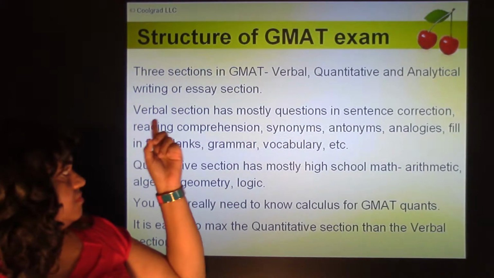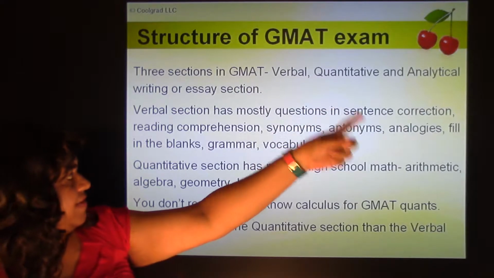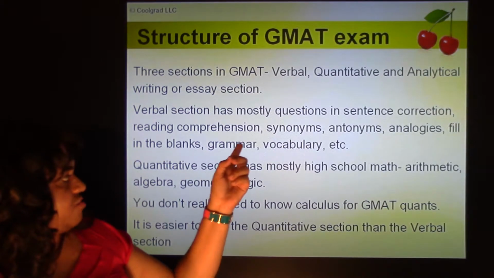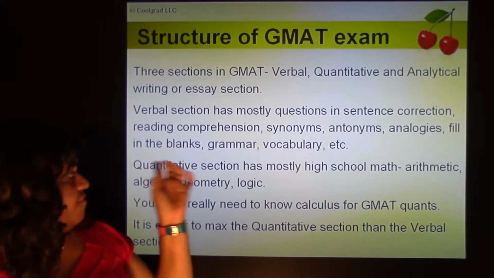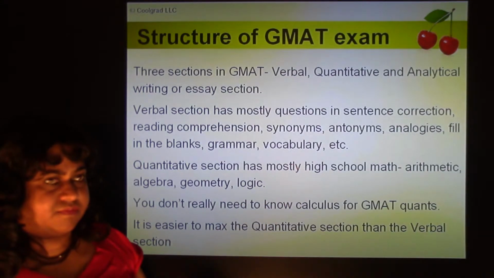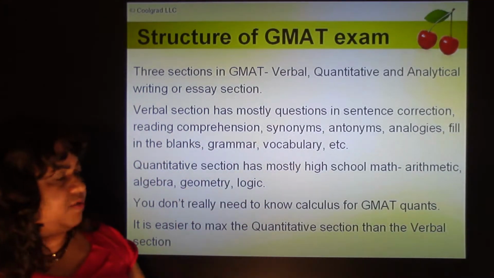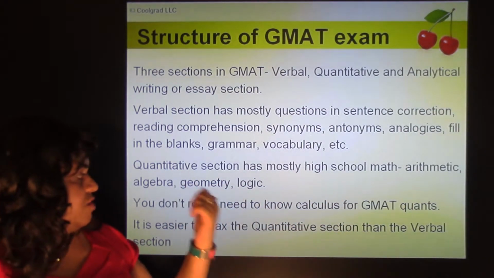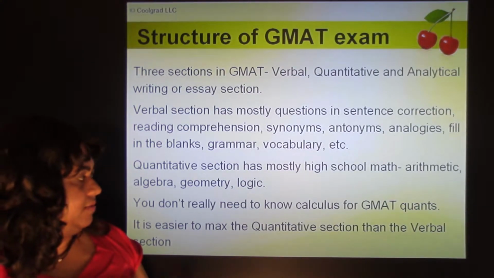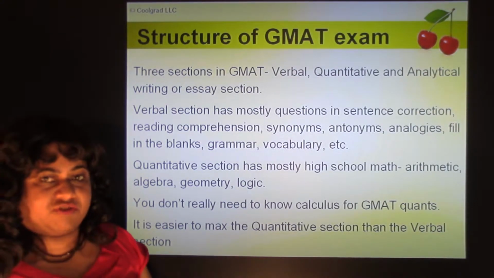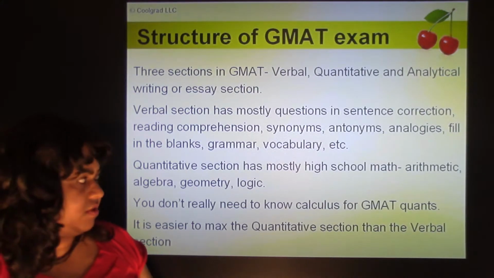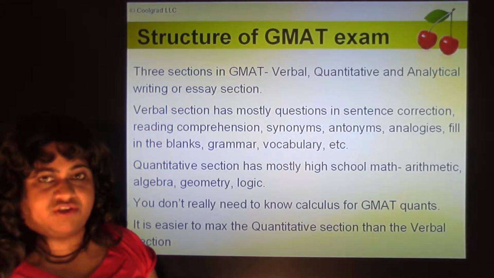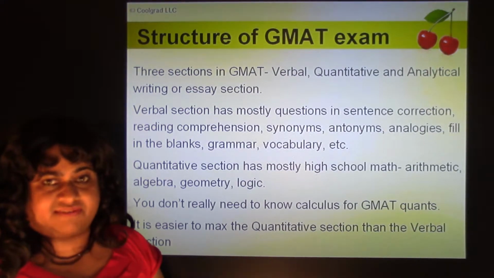Structure of GMAT exam. Verbal, quantitative and analytical section, or essay writing section. Verbal section has mostly questions in sentence correction, reading comprehension, synonyms, antonyms, analogies, fill in the blanks, grammar, vocabulary, etc. So these are some of the typical questions in GMAT Verbal. Quantitative section has mostly high school math, arithmetic, algebra, geometry, logic. So you don't really need to know calculus or differential equations to max the GMAT quantitative section. So it's again easier to max the quantitative section of GMAT than the verbal section, usually for most test takers.